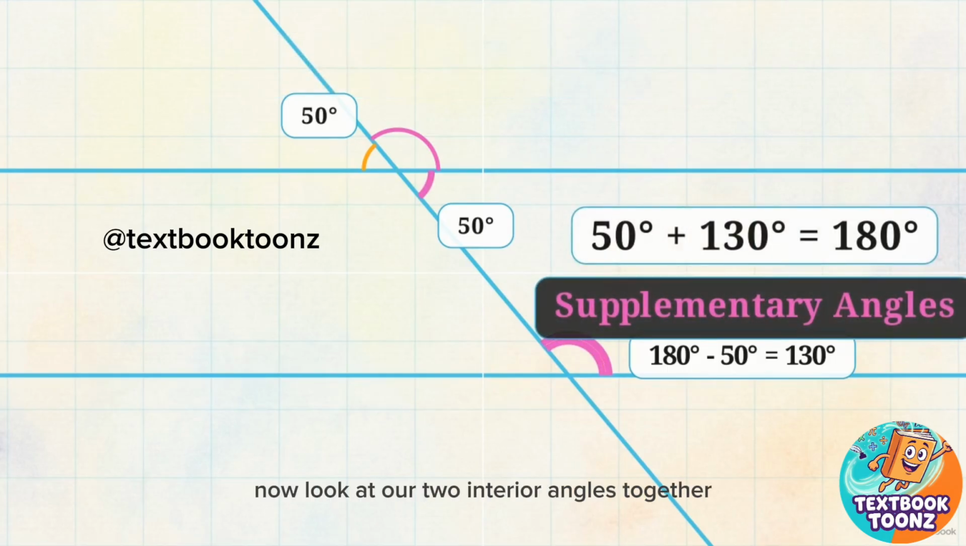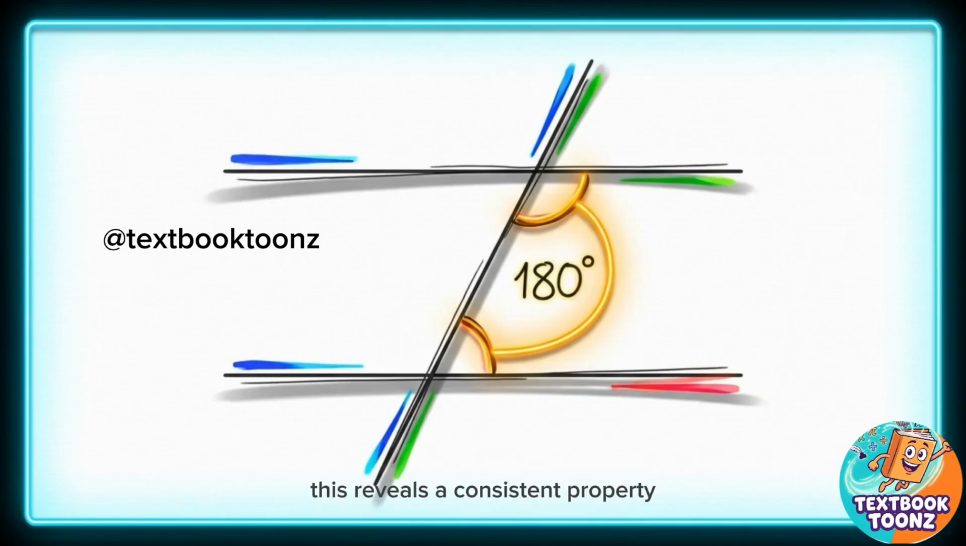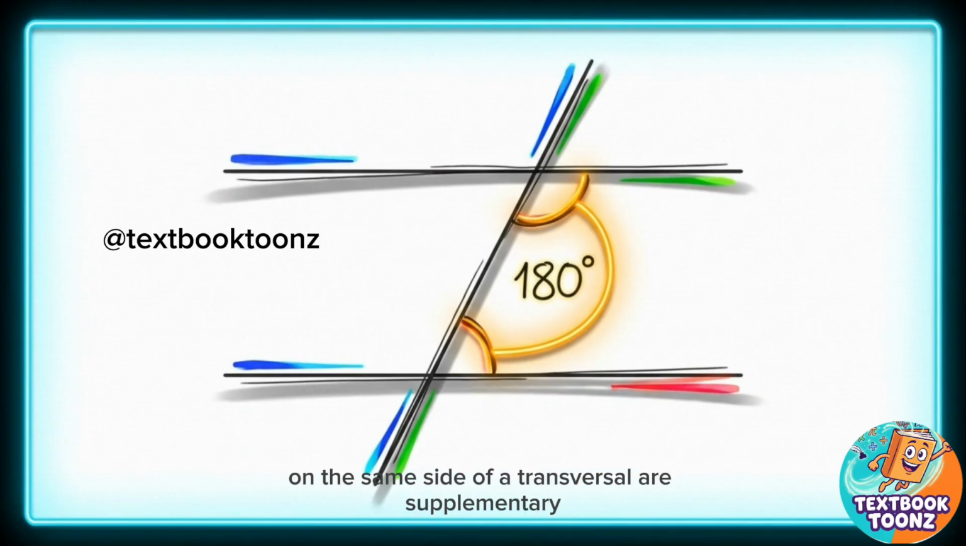Now, look at our two interior angles together. 50 degrees plus 130 degrees equals 180. This reveals a consistent property. Interior angles on the same side of a transversal are supplementary, meaning they will always sum to exactly 180 degrees.